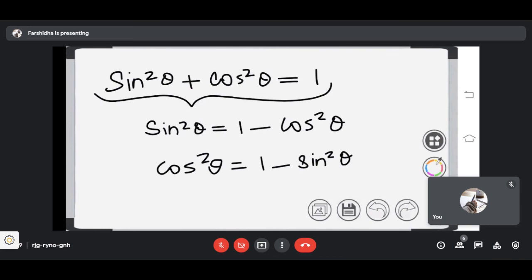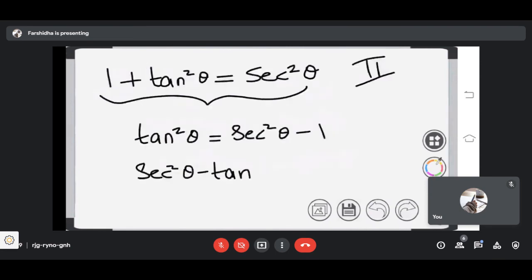So plus tan square will become minus tan square theta. That means you can write sec square theta minus tan square theta equal to 1.